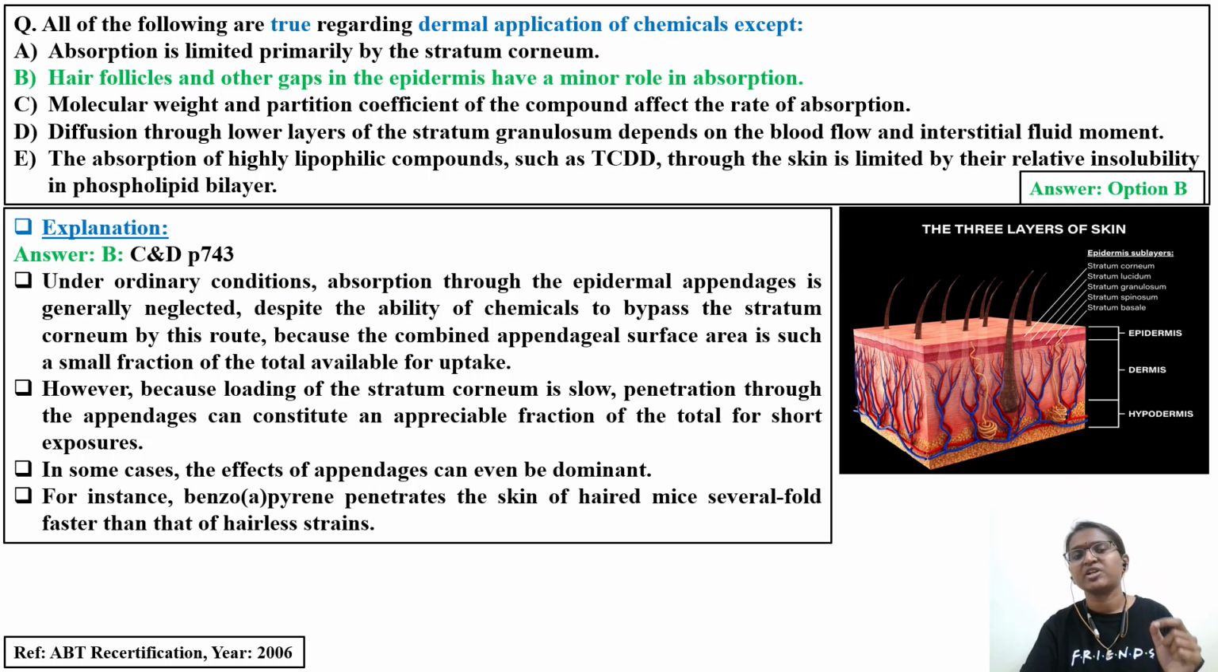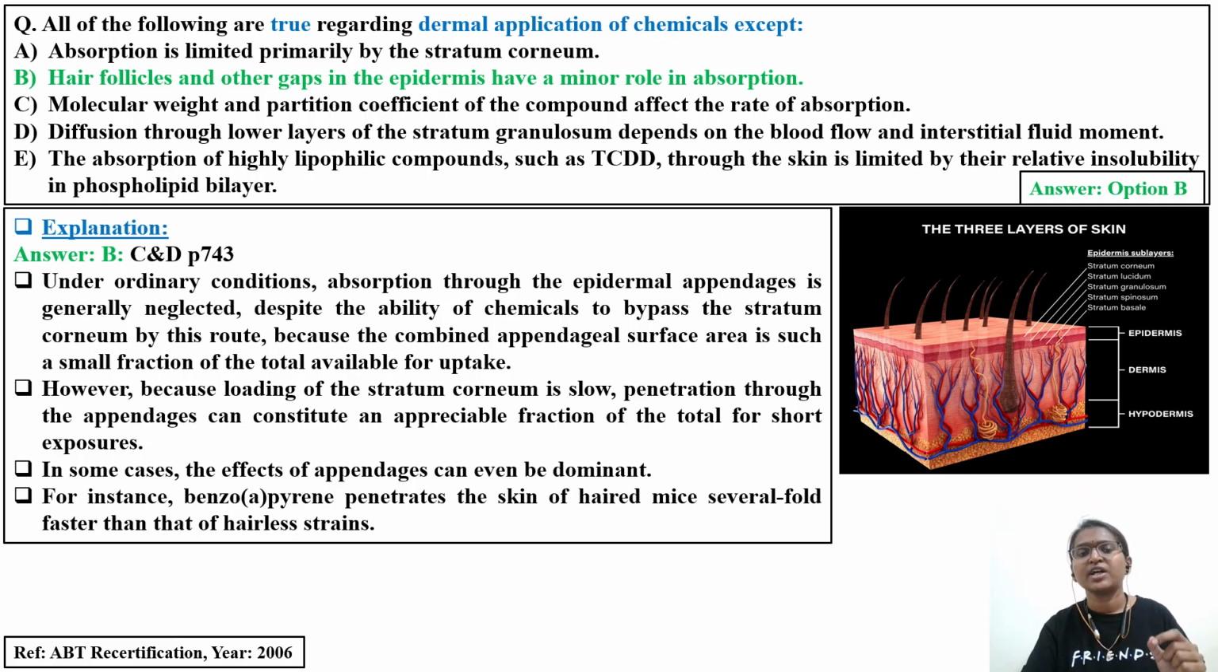Absorption is limited primarily by stratum corneum. So if you look into the typical layers of the skin, stratum corneum acts as a rate limiting step for the absorption of chemicals through skin. So absorption is limited primarily by stratum corneum. That is right. So here you can pause the video and see what the different layers are: epidermis, dermis, hypodermis, and within this epidermis you also have different stratum layers. Pause the video. Try to remember these particular layers.